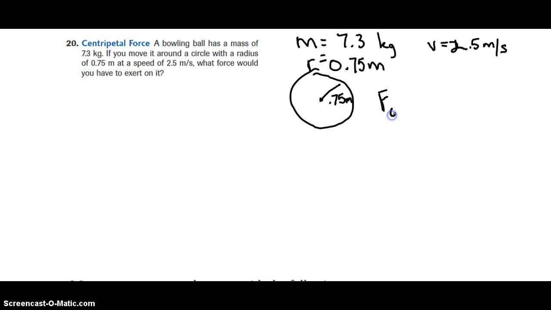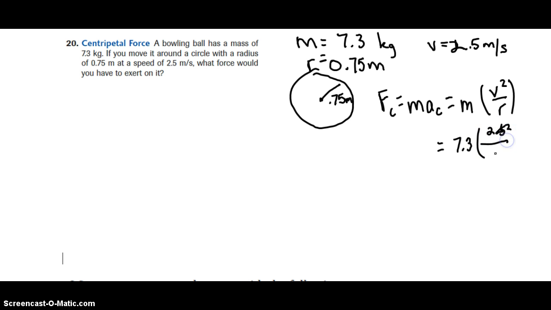So again, centripetal force is m times centripetal acceleration, which we can also write as m times v squared over r. The force required would be 7.3 times 2.5 squared over 0.75, and we're going to get 60.8 newtons for the force that would require that ball to stay moving in a circle.